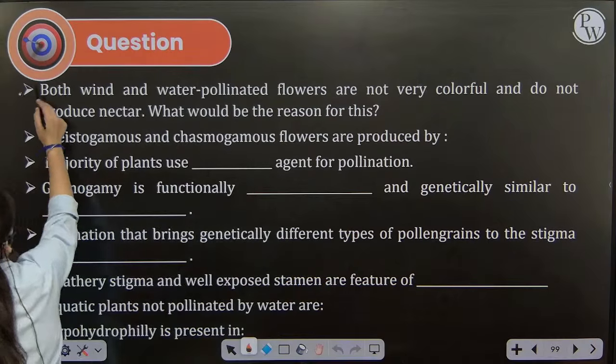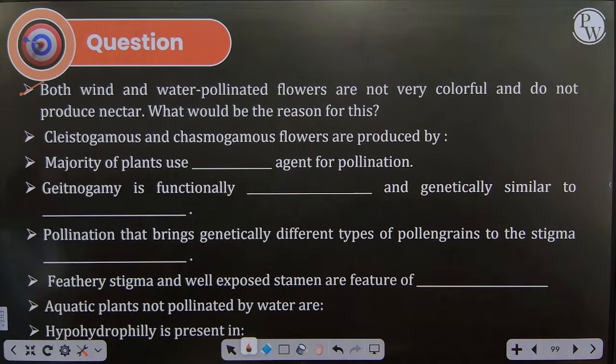Both wind and water pollinated flowers are not very colorful and do not produce nectar. What would be the reason for this? Because they do not require any such pollinating agents to attract. That's why they are not very colorful, there is no requirement to attract a pollinating agent.